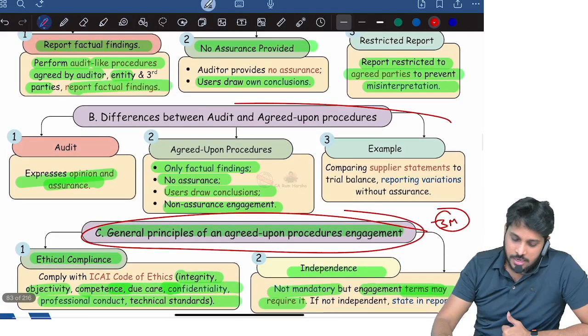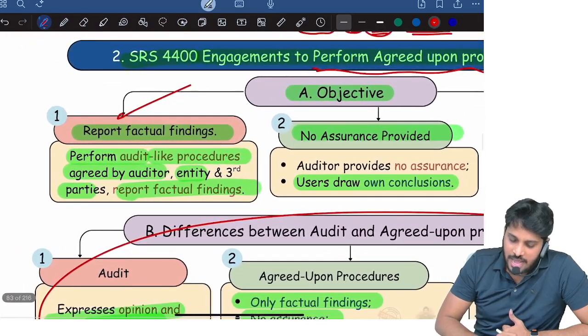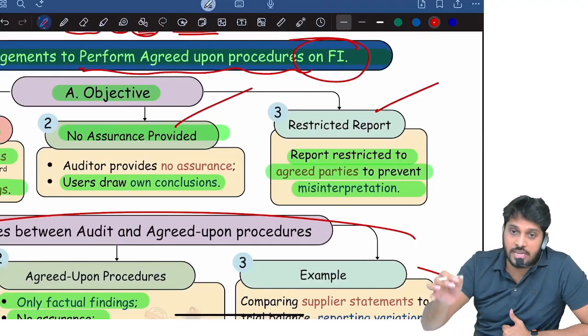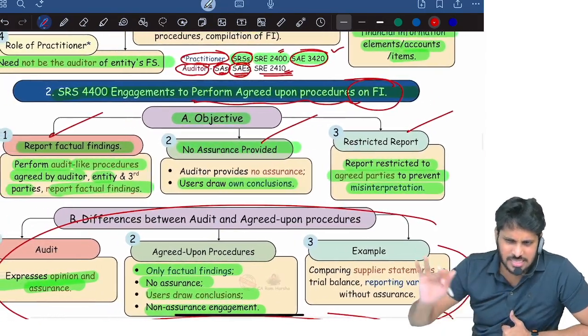Next, difference between audit and agreed upon procedure. And what is an agreed upon procedure? It is a procedure where you only report actual findings, no assurance is provided, and the report is restricted to only agreed parties. That's it. Simple. 4400 standard. This is an easy standard.